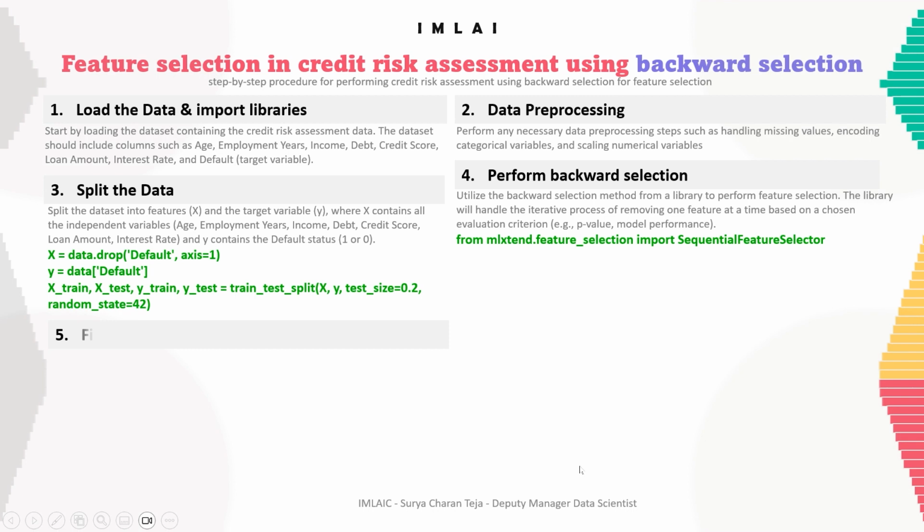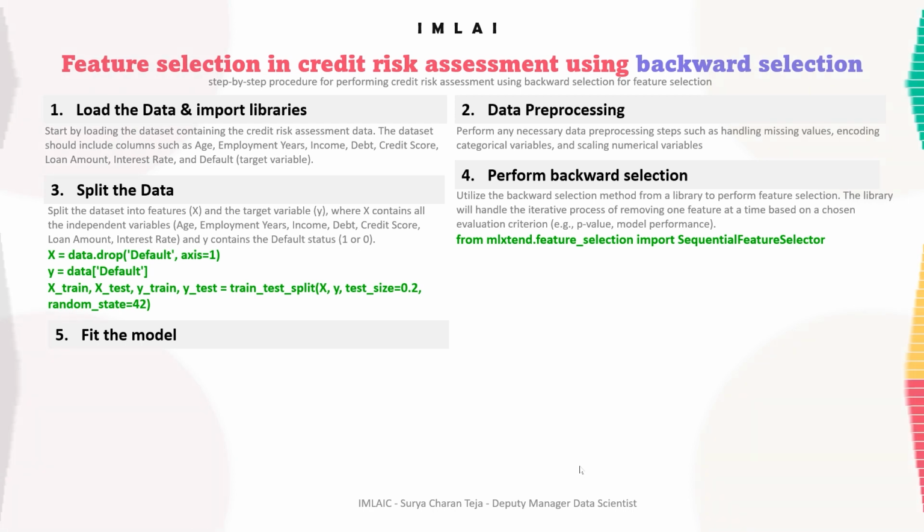Next step 5, fit the model. Fit a classification model using the selected subset of features obtained from the backward selection. Use a suitable classification algorithm such as logistic regression, decision tree, or a random forest. You can go with any of them based on your requirement, the type of data you're working on, your problem statement, and the result that you're expecting.